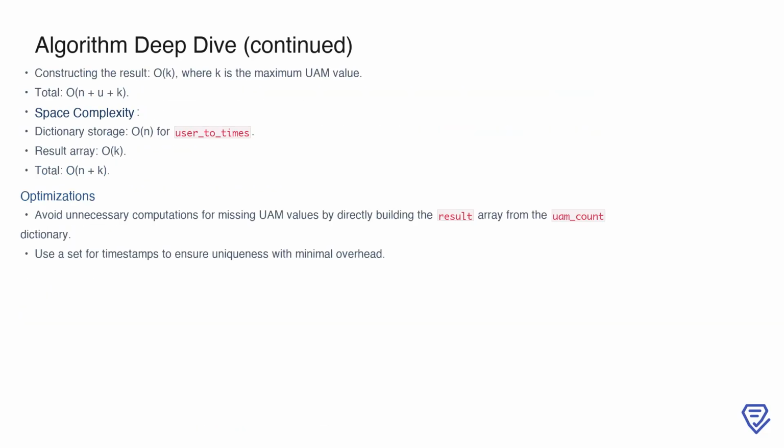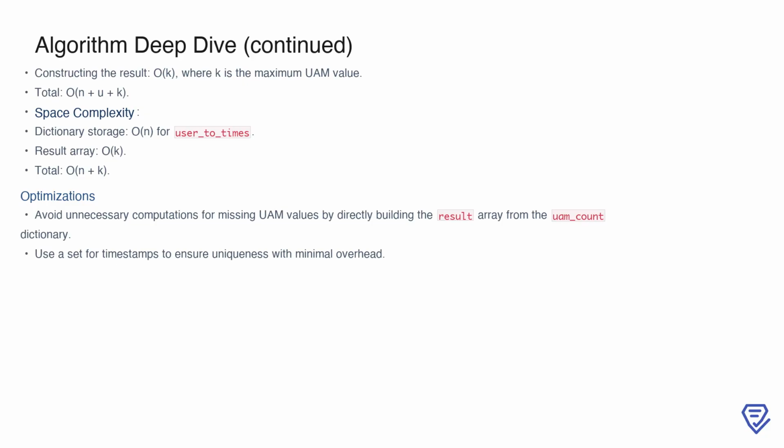Let's analyze the algorithm's complexity. For time complexity, parsing the logs requires O(n), where n is the number of log entries, as we iterate through the entire input once. Counting the UAM values involves O(u), where u is the number of unique users, since we process each user in the user_to_times dictionary. Constructing the result array takes O(k), where k is the maximum UAM value. Combining these, the total time complexity is O(n + u + k).